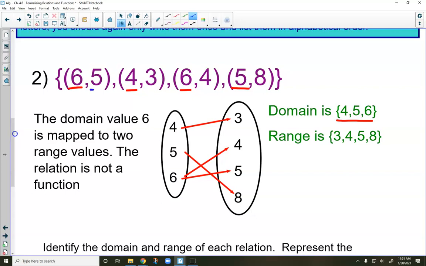Our range numbers are 5, 3, 4, and 8. We're going to write those in least to greatest and only once. 3, 4, 5, 8 is our range. To make our mapping diagram, we have our domain numbers on the left. We have our range numbers on the right.